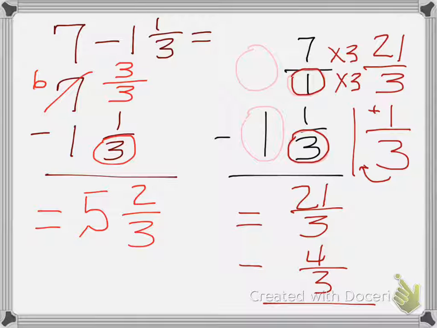So now I have 2 improper fractions. I have 3 as my common denominator, and the top number is bigger than the bottom. So basically, I'm good to go. Let me get a new page here and rewrite that so I have some room. 21 over 3 minus 4 over 3.